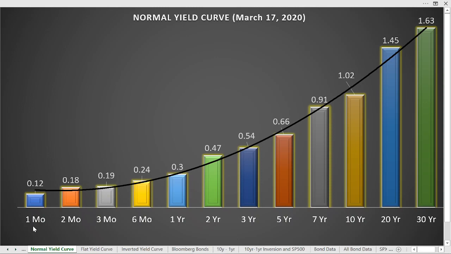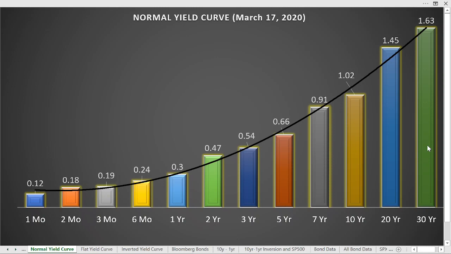We have the maturities starting on the left-hand side. The 1-month maturity pays a 0.12% interest rate, or a 12 basis point interest rate. The 2-month pays an 18 basis point, all the way up to the 30-year that pays a 1.63% yield, 163 basis points.